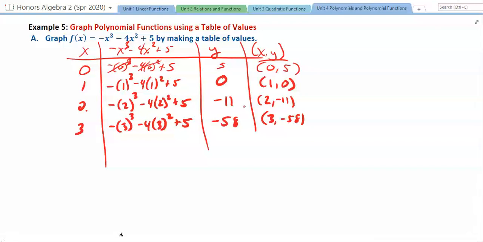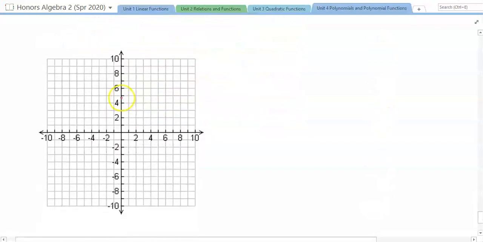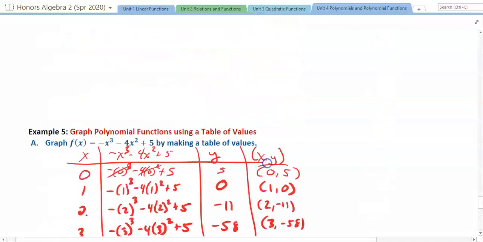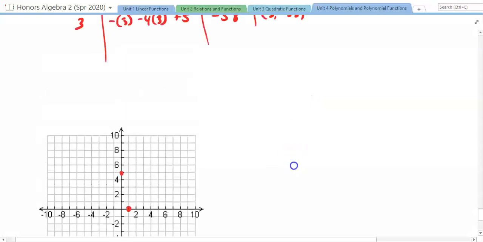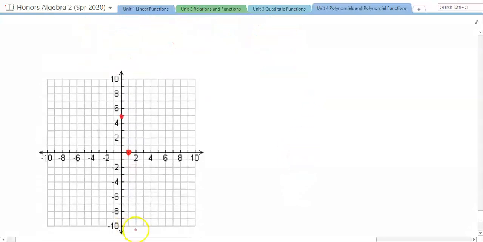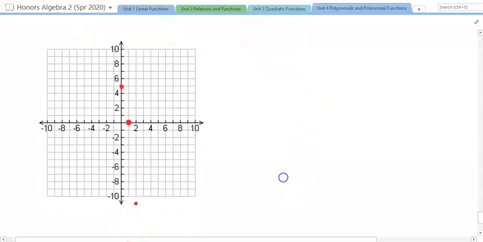Okay, so I have those points. So I'm going to plot 0, 5. It was 1, 0. And then my next point was 2, negative 11, so I'd just be off the graph here. So again, I've got this piece at this moment. The question becomes what's happening to the left.